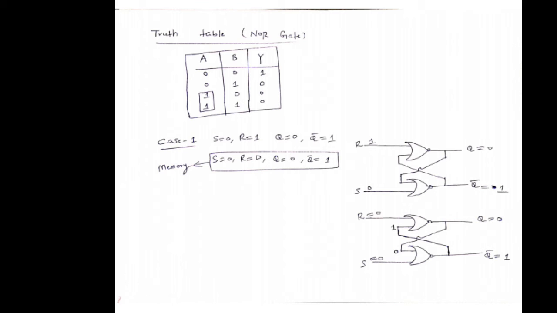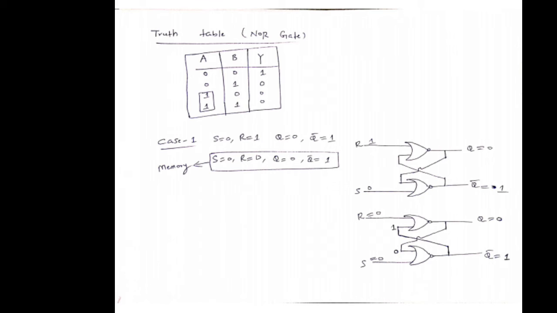That means, you see, if any one of the inputs of the first NOR gate is 1, the output is going to be low. It is observed from the truth table of the NOR gate. Did you observe or not? You see, once again I am explaining. If any one of the inputs of the NOR gate is high, the output is going to be low.